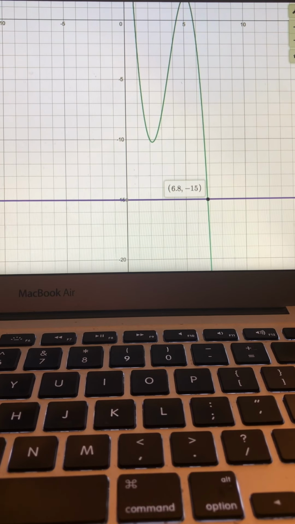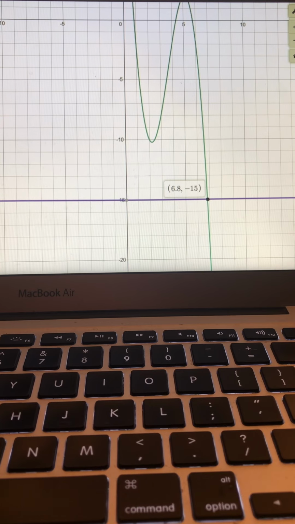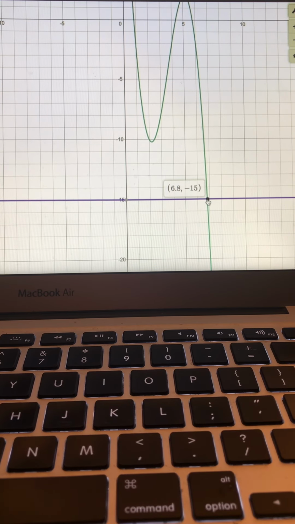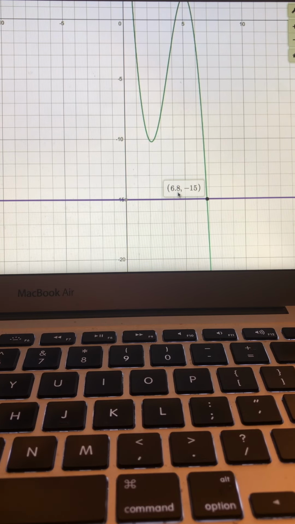And your answer, remember, we're looking for x. So we're looking for the x value. Your answer is the intersection of the two right here. And the x value of this intersection is 6.8. So that means it took 6.8 hours. And that would be your answer, 6.8 hours.